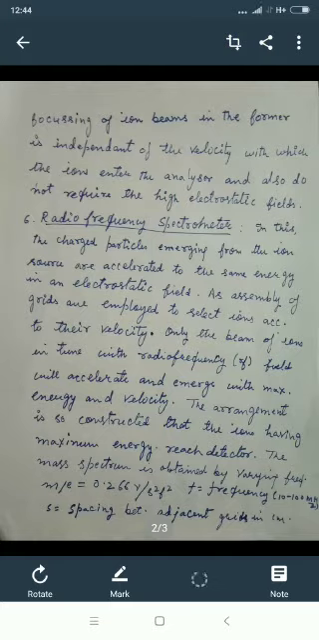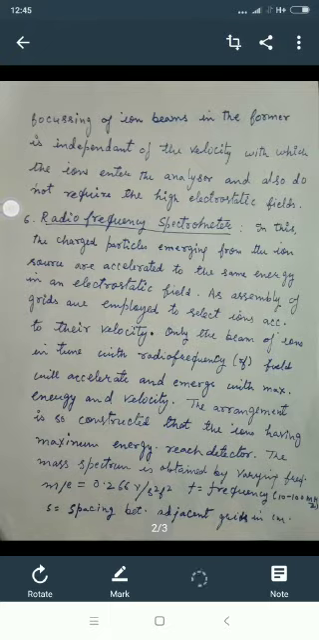The next spectrometer is the radio frequency spectrometer. In this, the charged particles emerging from the ion source are accelerated to the same energy in an electrostatic field. An assembly of grids is employed to select ions according to their velocity. The beam of ions in time with the radio frequency RF field will be accelerated and emerge with the maximum energy and velocity.